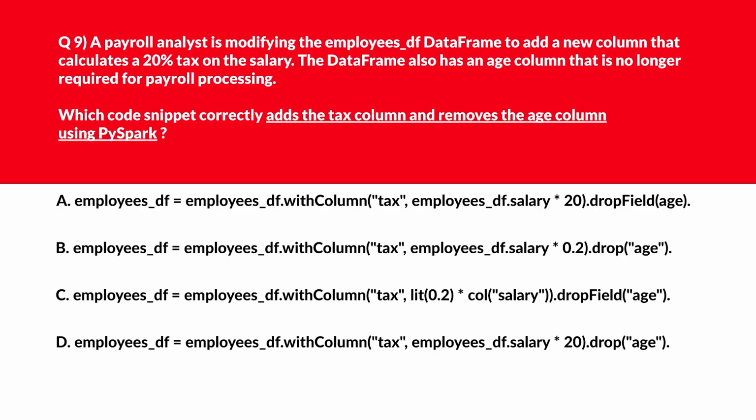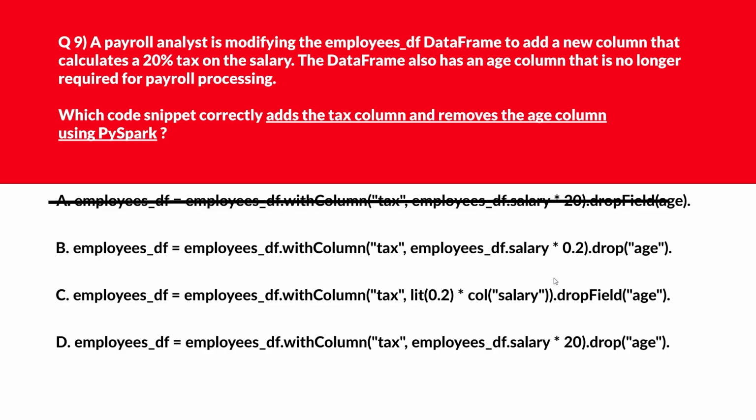All right. Now let's look at this. Option A, if we look, uses * 20 instead of * 0.2. So there will be miscalculation and an invalid drop method. Hence, incorrect. Let's move to now option B. Option B, if we look, looks good because it applies the correct 20% calculation, that is salary * 0.2, and uses valid drop age method.